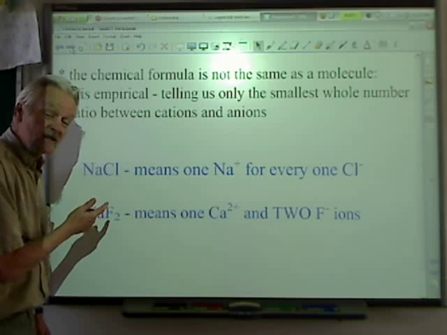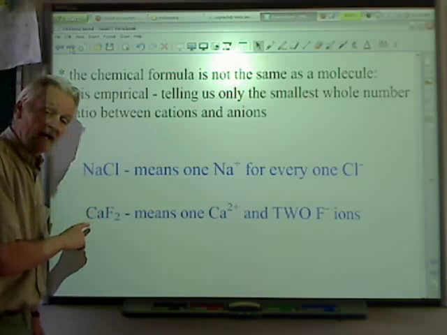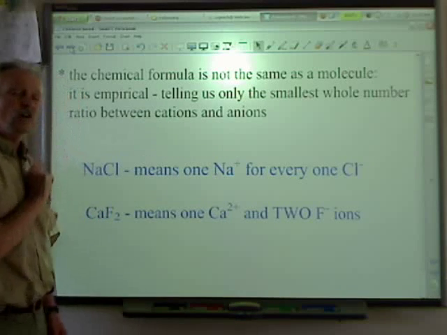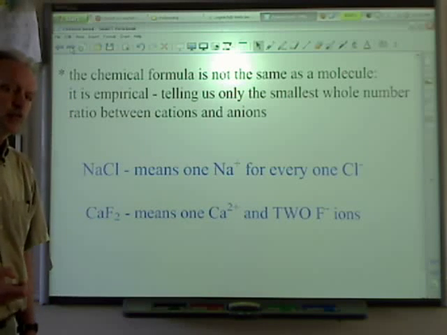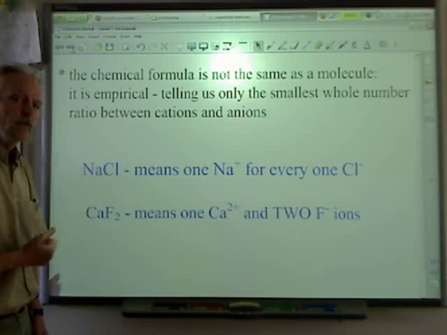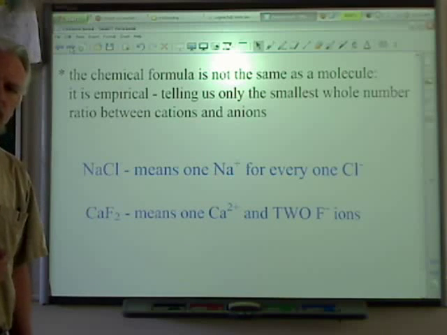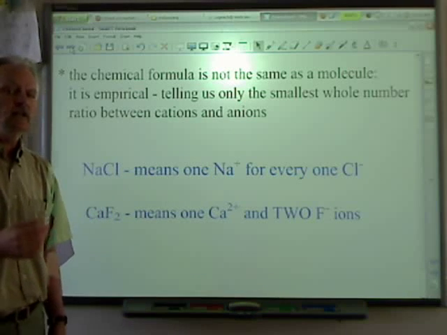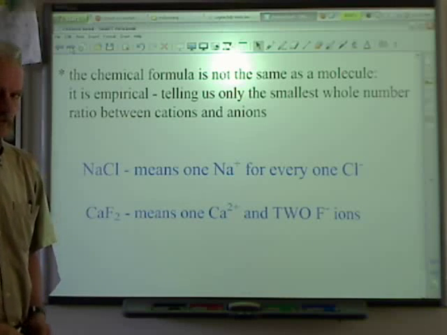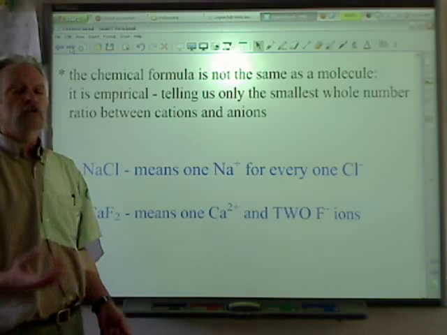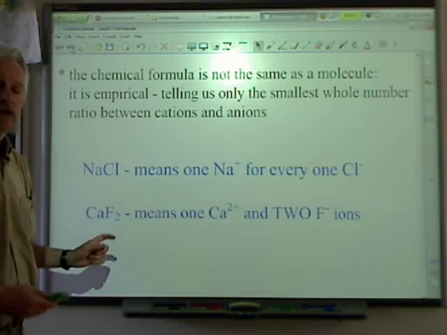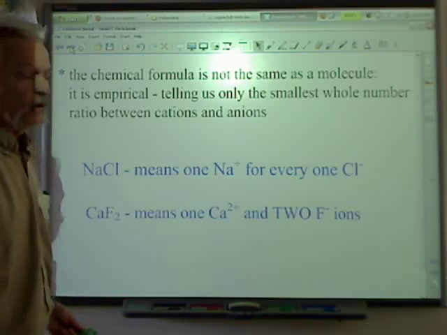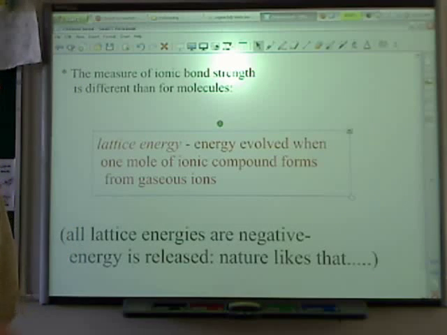The fluoride ion has a -1 charge. The calcium ion has a +2 charge. And hence, in order to make a formula unit that is neutral, we end up with a formula of CaF2. Again, fundamentally different than a molecular formula, which actually shows the number of atoms that are hooked together. Here, we're purely specifying a ratio.